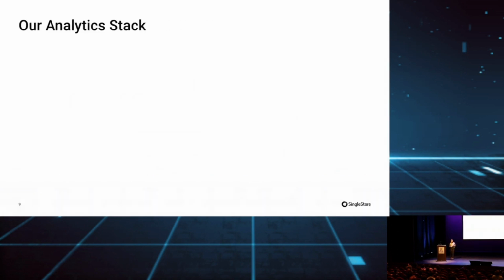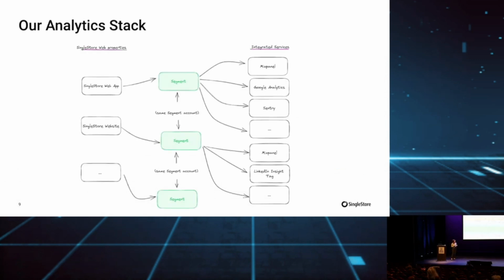Before I start, I want to give you context about our analytics stack. So this is what it looks like. We have a couple of applications and web properties that connect to Segment and through Segment to other services. They are Mixpanel, Sentry, Google Analytics. You probably have heard about some of these services, and we use them through Segment, as I was saying. One Segment account only, and everything connected.